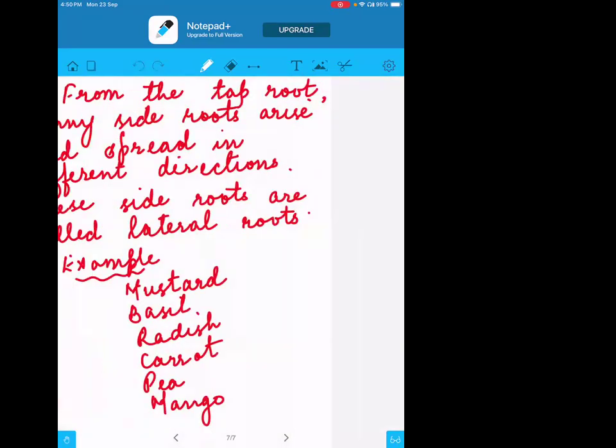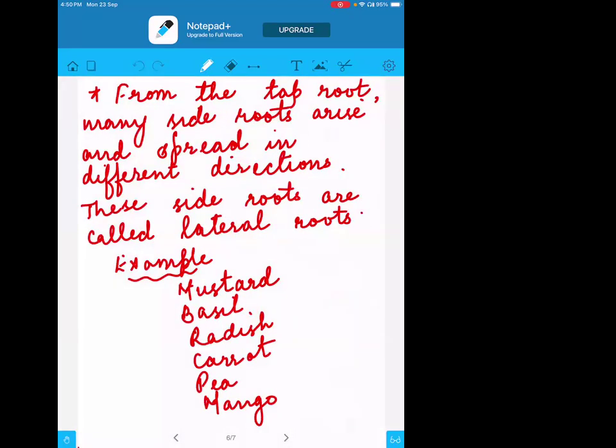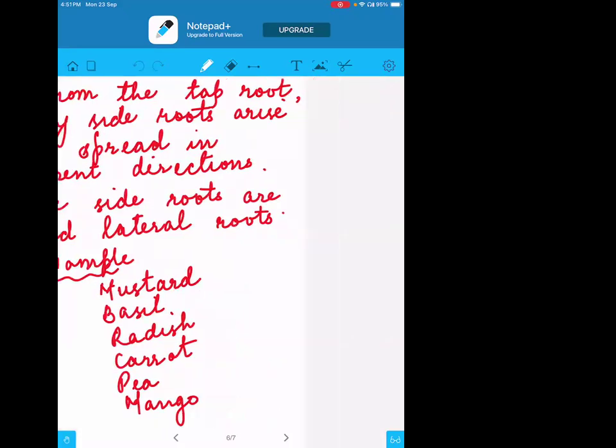Then the next one is the fibrous root. Pumpkin. Complete this. No, ma'am, one minute. Okay, okay. Ma'am, done. Okay, all right.